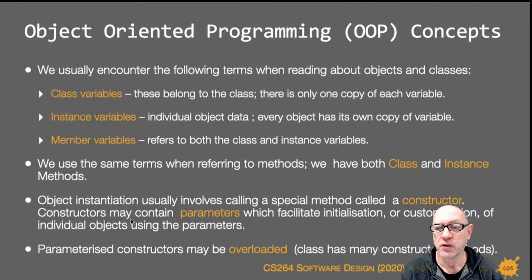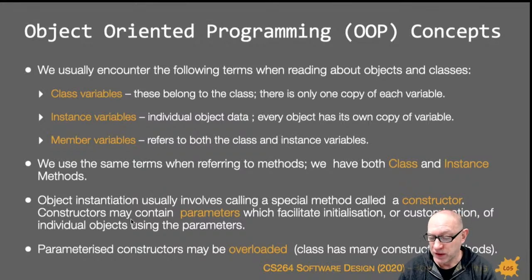Okay. There's an instance variable. So that's an individual object's data. So every object has its own copy of this particular variable. And then the member variables, which is a term that we use to refer to both the class and the instance variables simultaneously. So we tend to use the same terms when we're referring to methods. We have class and instance methods as well.